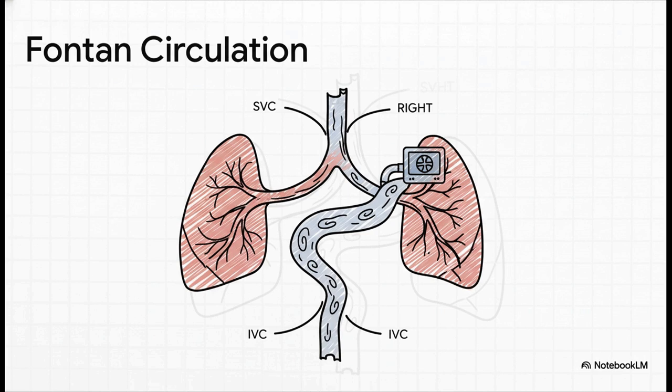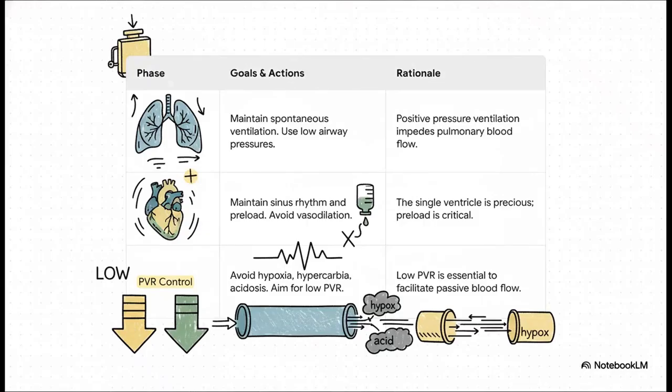So anything that obstructs that flow, anything that acts like a dam, is going to cause the whole system to back up and the cardiac output to just plummet. And for us, that dam is any increase in pulmonary vascular resistance. So our anesthetic management for a Fontan patient is really governed by a set of sacred Fontan commandments. First, thou shalt protect pulmonary blood flow. That means keeping the patient spontaneously breathing if you possibly can. Positive pressure ventilation is the enemy of Fontan flow.